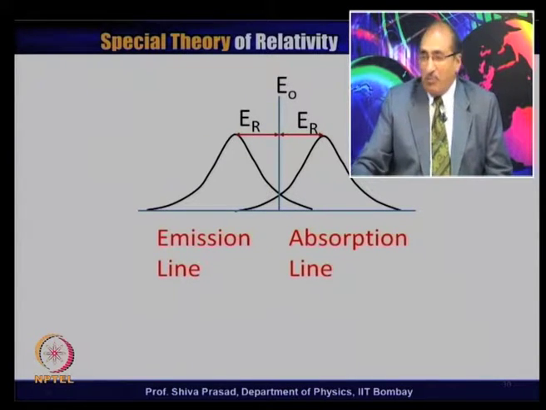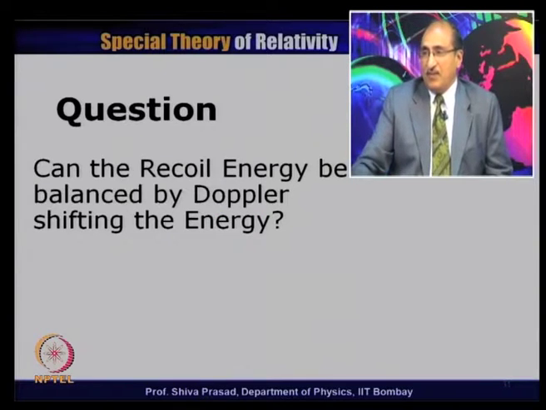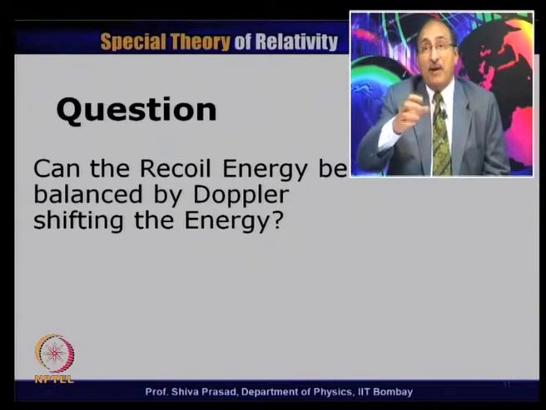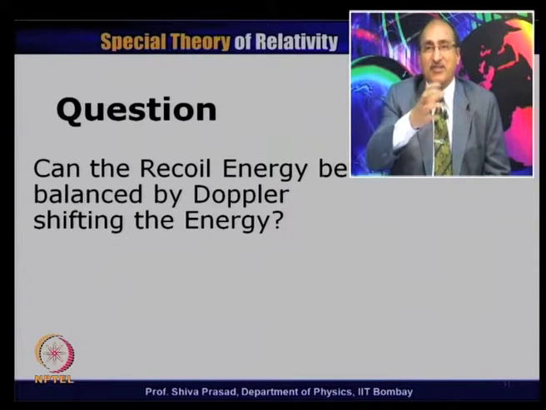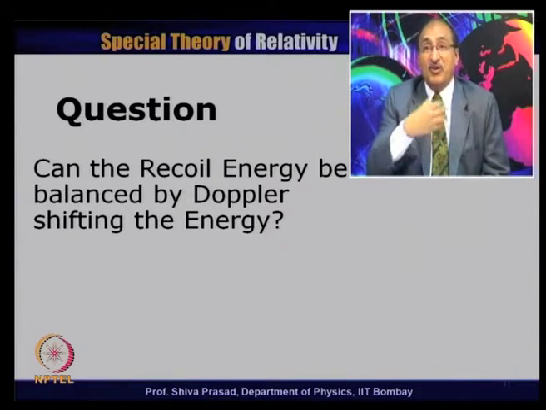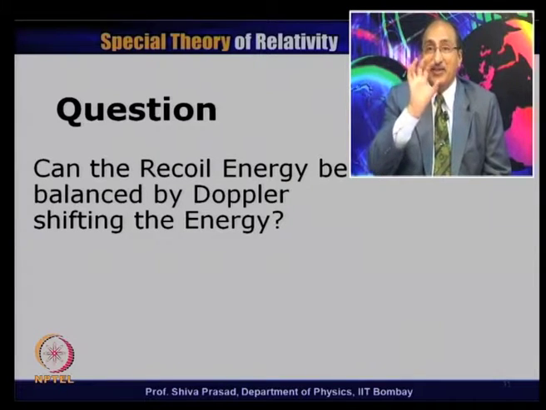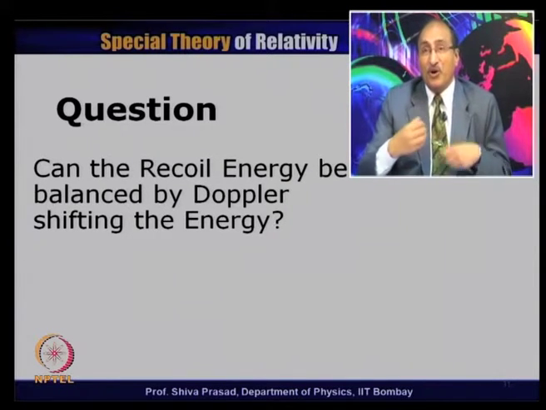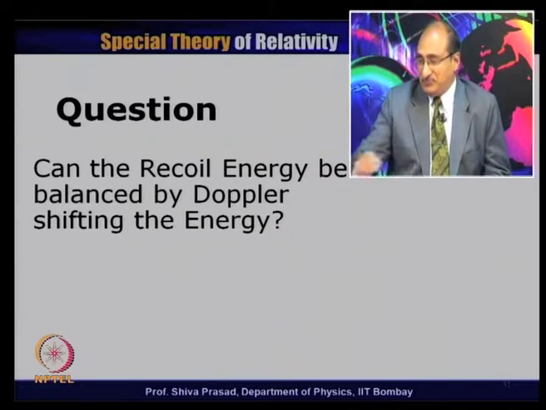So that's where the Doppler effect comes in. Can the recoil energy, whatever it is, be compensated by providing a slight amount of Doppler shift? Can I increase or decrease the energy of the photon by giving the source a certain amount of velocity because of the Doppler shift? Can it be shifted?